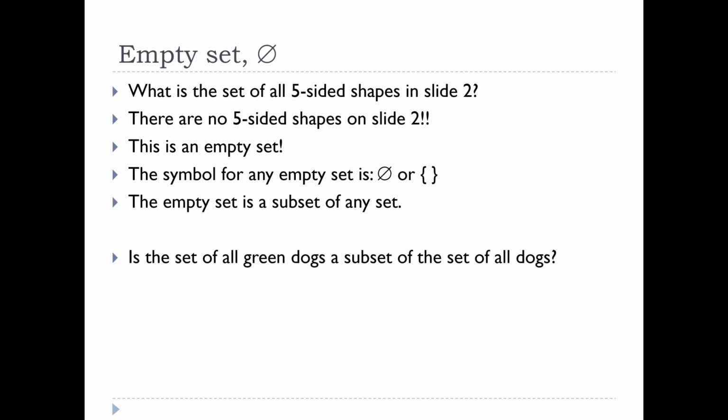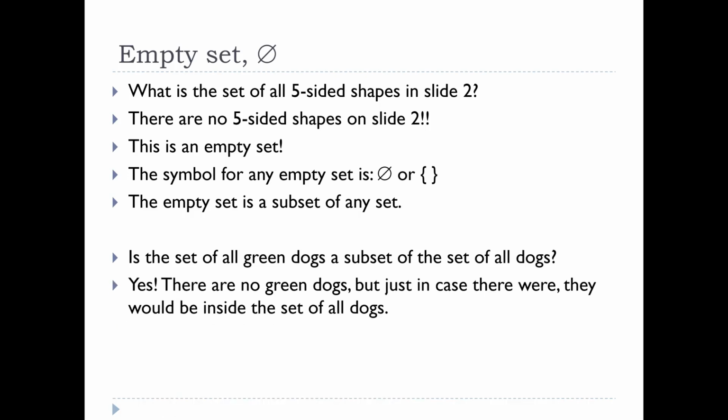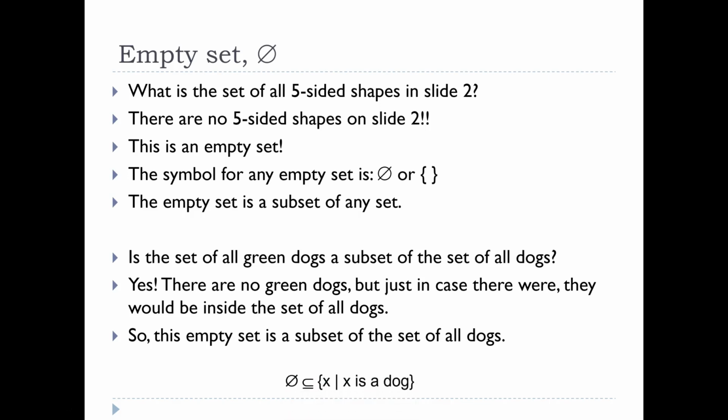Then you would have a green dog. But naturally, just out in nature, we don't have any green dogs, right? But if there were, they would be inside the set of all dogs. So green dogs is an empty set, and that's a subset of the set of all dogs. So that just gives you an idea of why the empty set is a subset of any set. And we would write it like this.